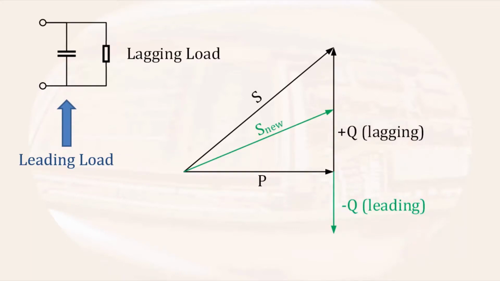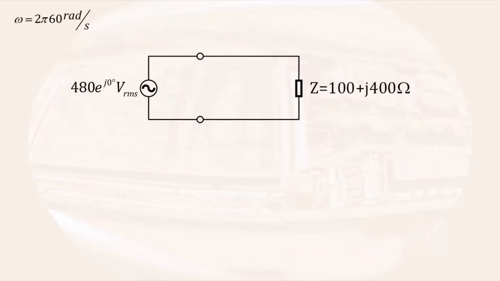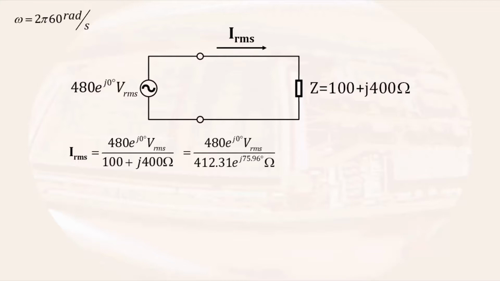To illustrate this, we can look at a simple complex power problem. Here we have a resistive and an inductive load connected to a 480 volt RMS source. To determine the power supplied to the load, we will need to determine the current through the load. That is calculated using Ohm's law. If we convert the 100 plus j400 ohm impedance to polar form and divide the input voltage by the impedance, we get a 1.164 amps RMS current with a phase angle of negative 75.96 degrees.